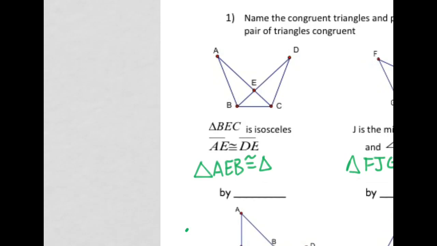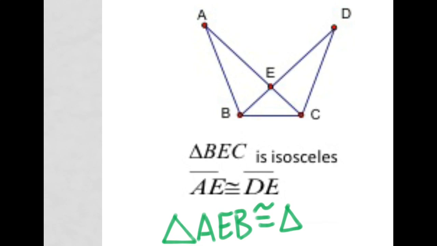Anyways, we know that triangle BEC is isosceles, and that tells me that that line segment is congruent to that line segment, because on an isosceles triangle, we do know that the legs are congruent. We also know that the vertex angle will be written in the middle, so triangle BEC has a vertex angle E. After that, we are told that line segment AE is congruent to line segment DE, so we have those two. And finally, recognize that we have vertical angles right there.